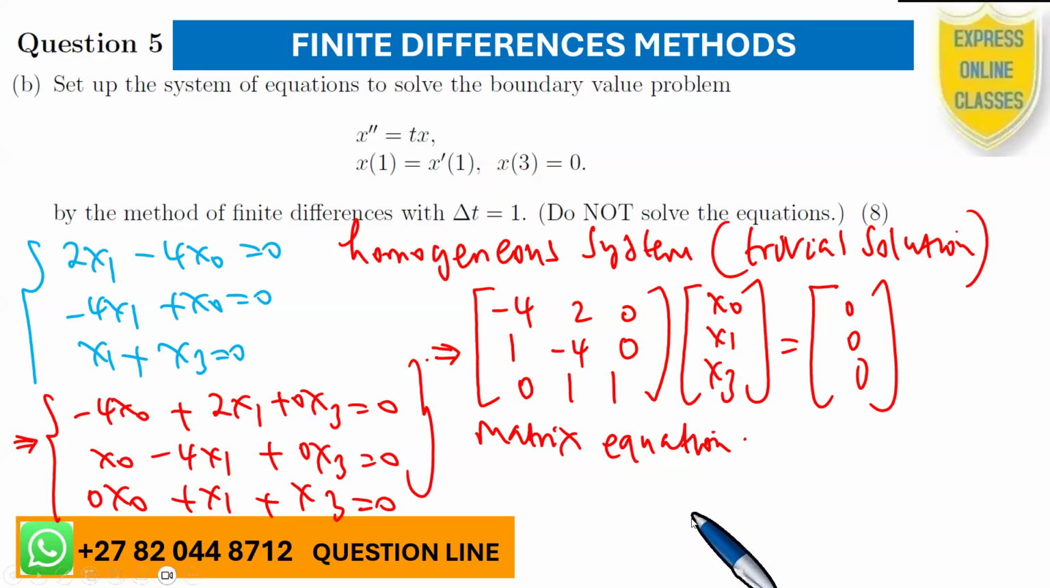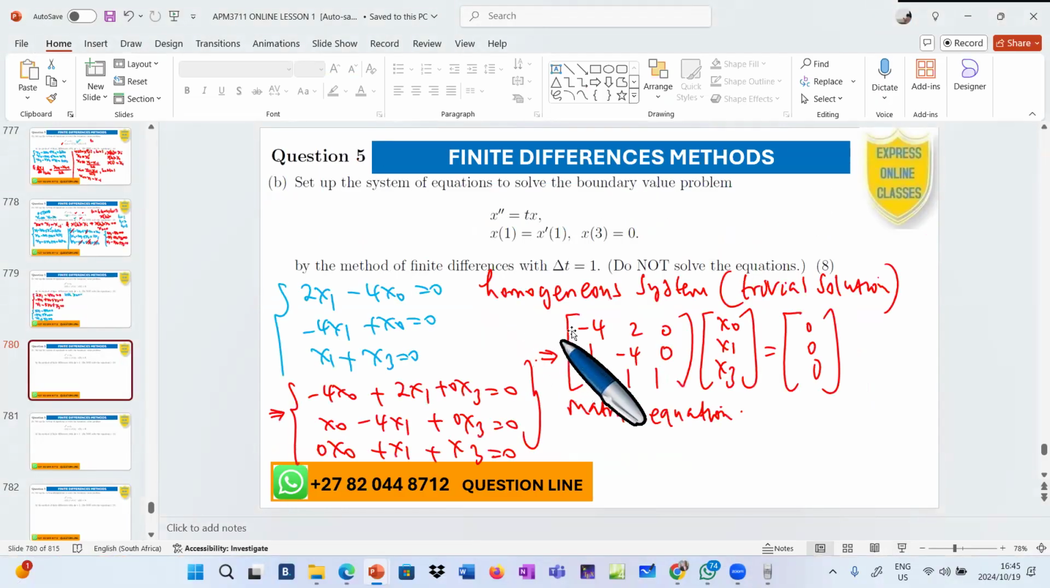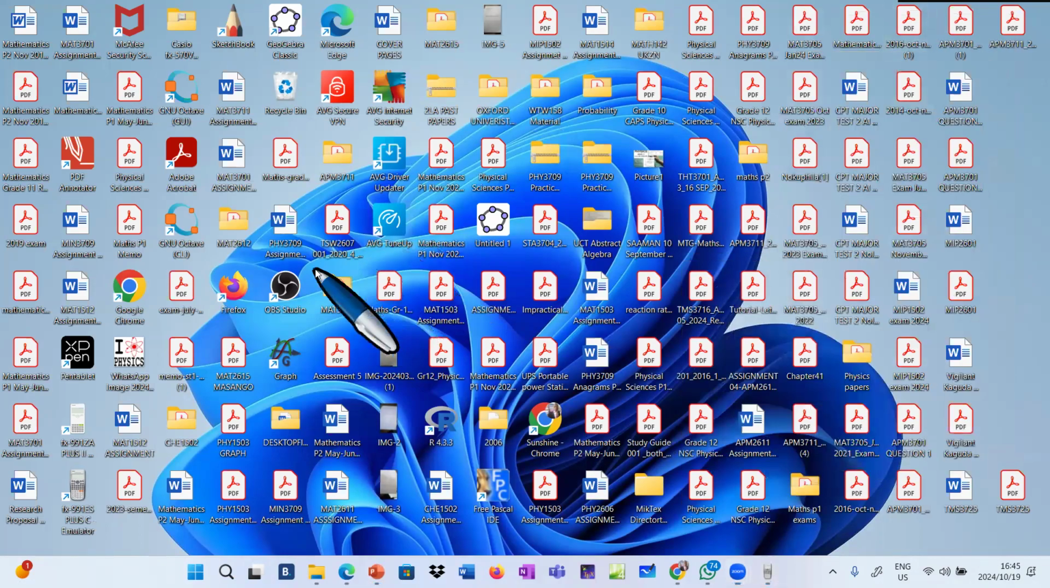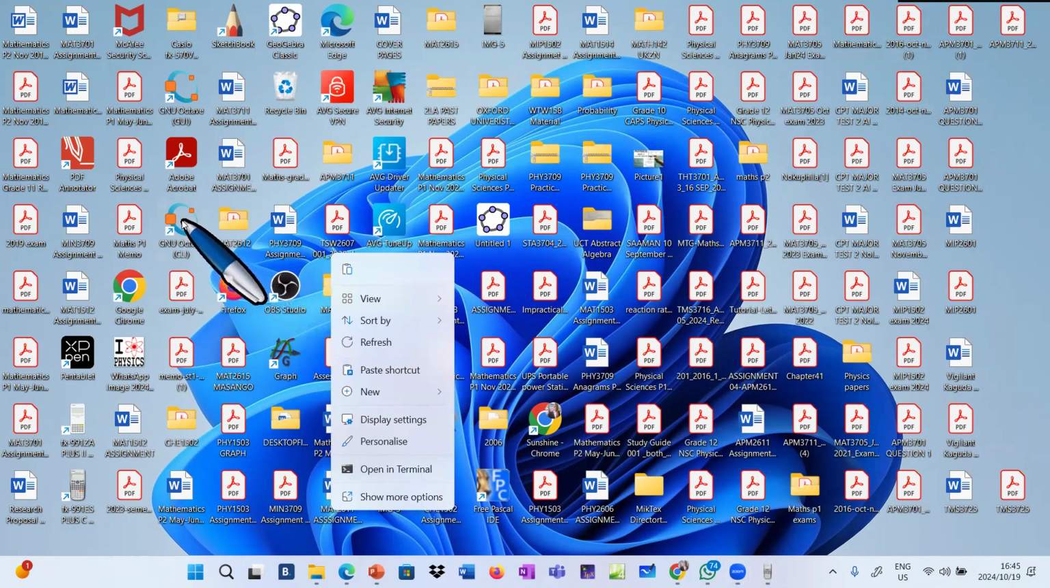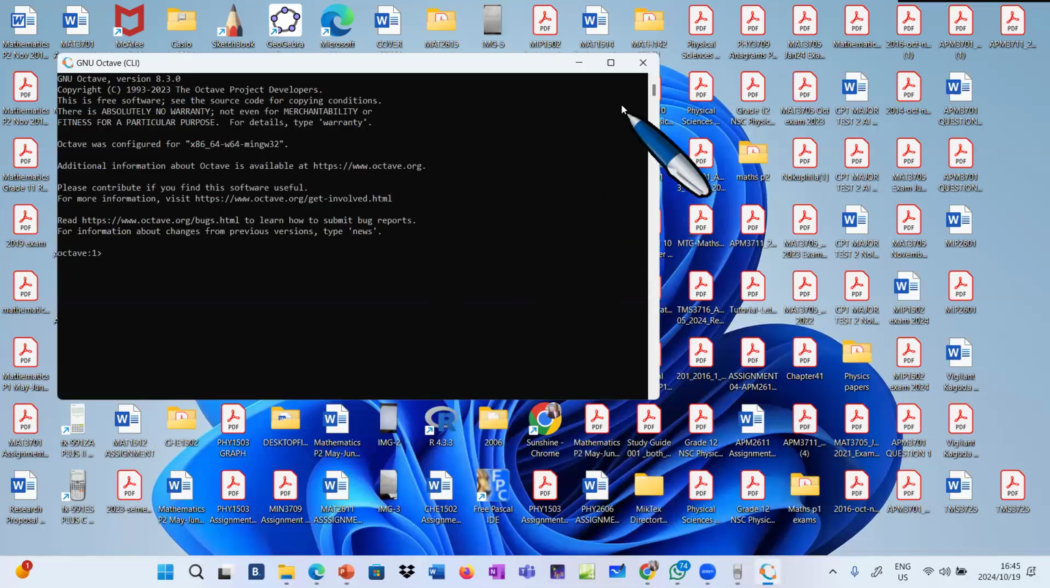But now, if you look at these carefully, can it be solved? It appears that it can be solved. So let us continue with octave. I'm going to close this one, and then we're going to open the octave panel. Let us open octave. Right, so this one is octave.